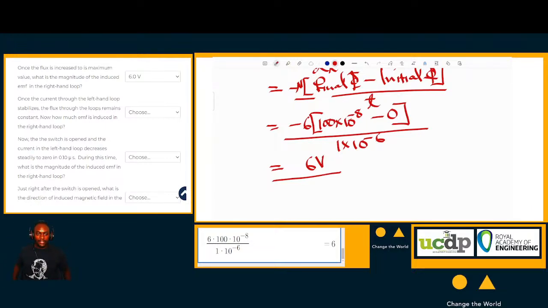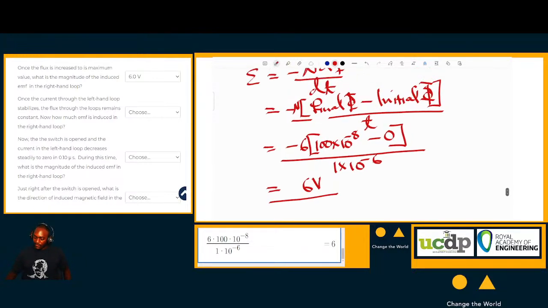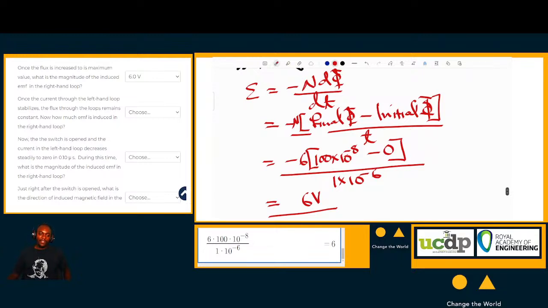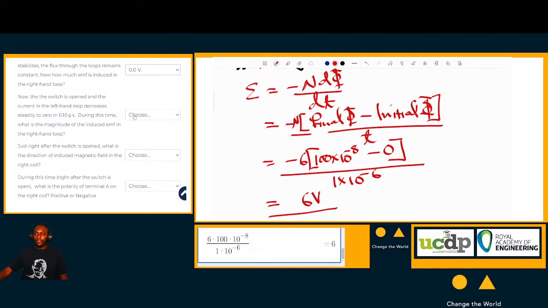Zero. Reason? There's no change in flux. Yeah, there's no change in flux. We've been told that the current is stabilized. So if current is stabilized, then flux is not changing. And when flux is not changing, there's no EMF induced. Right. Let's move on.